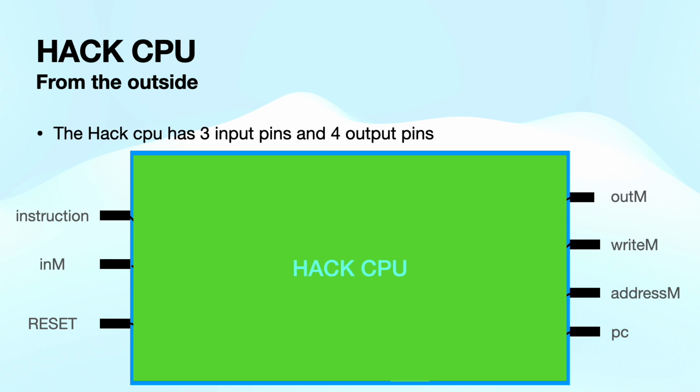The program counter, the PC. This signal holds the address of the future instruction to be fetched, decoded, and executed by the CPU in the future cycle. It also keeps track of the program and determines the order that the instructions should be executed in. So that's it for the input and output pins.